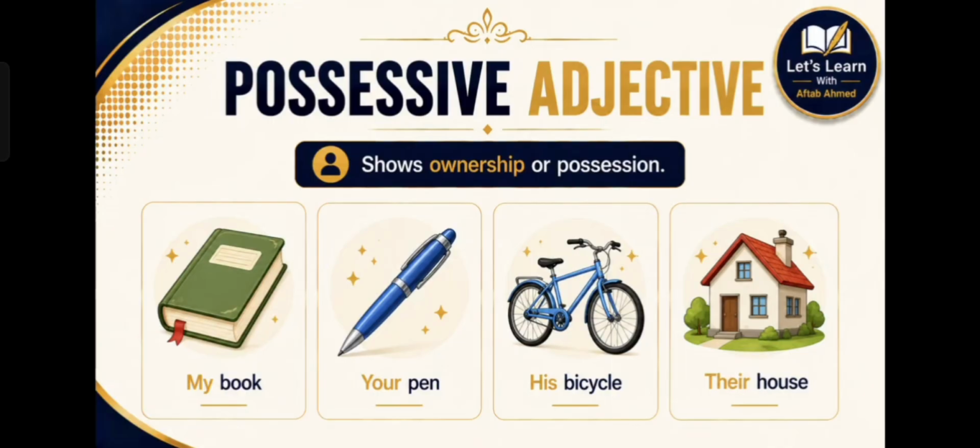Now look at possessive adjectives. Possessive adjectives show ownership or possession. For example, my pen, your pen, his bicycle, their house. These adjectives tell us to whom something belongs. They indicate possession before a noun.